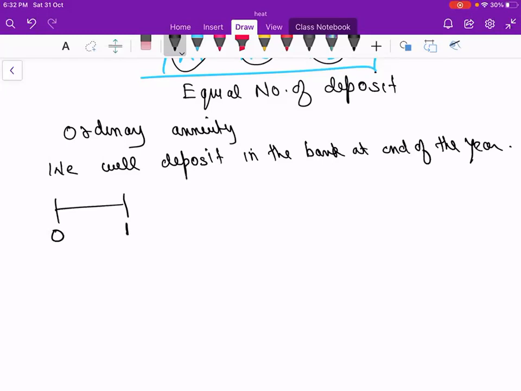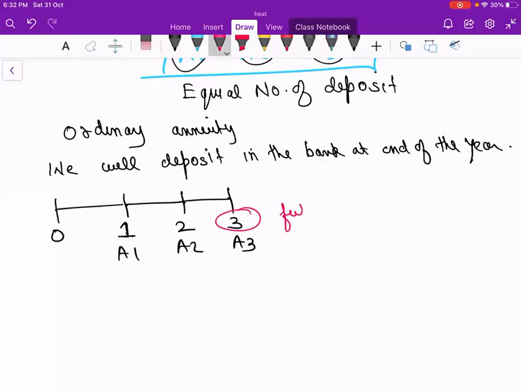At the end of the first year we have deposited A1. At the end of the second year we have deposited the second. At the end of the third we have deposited the third value. So basically at the third year we want the future value. At the third year we will get the future value.